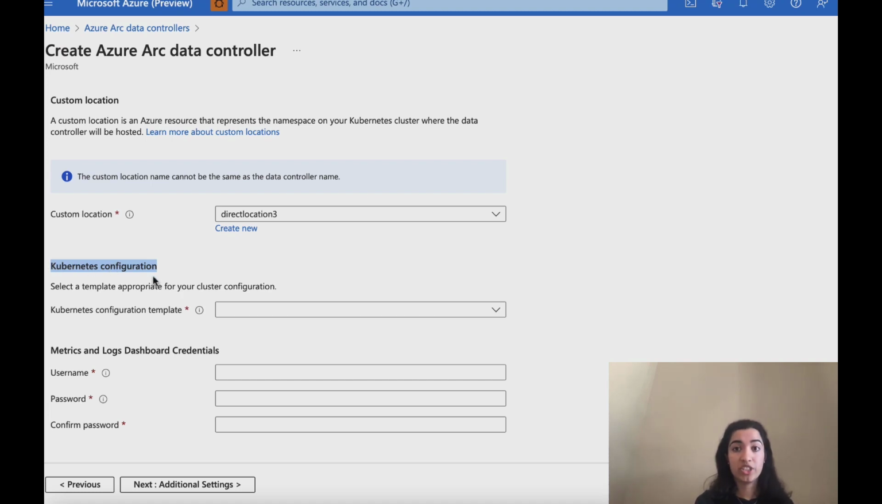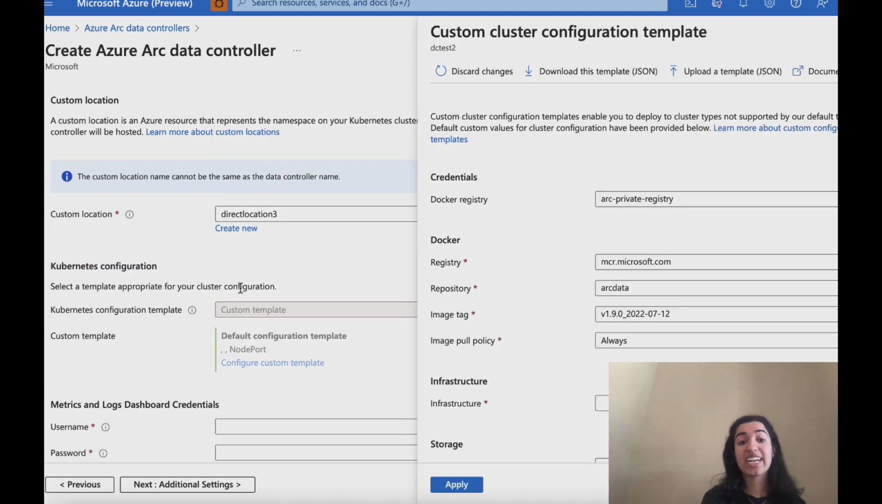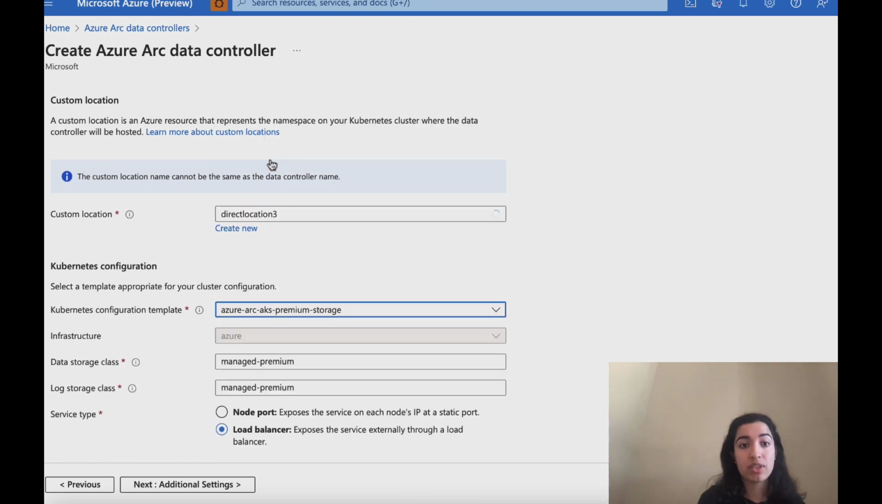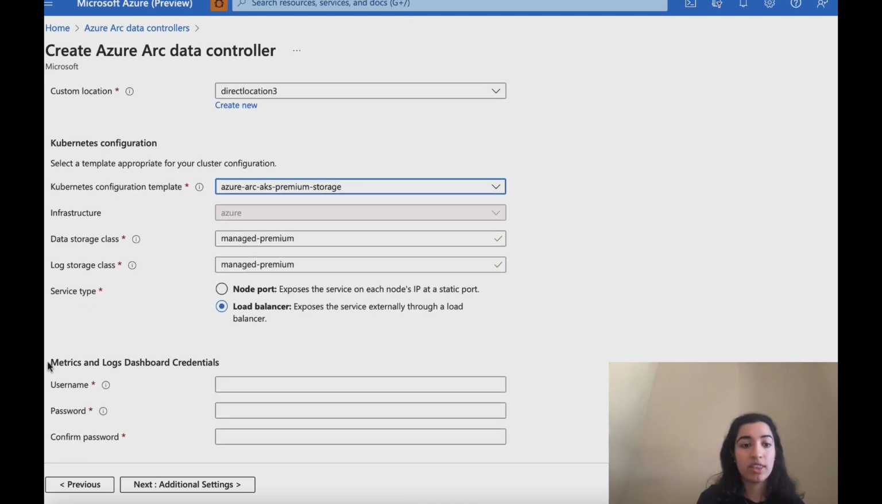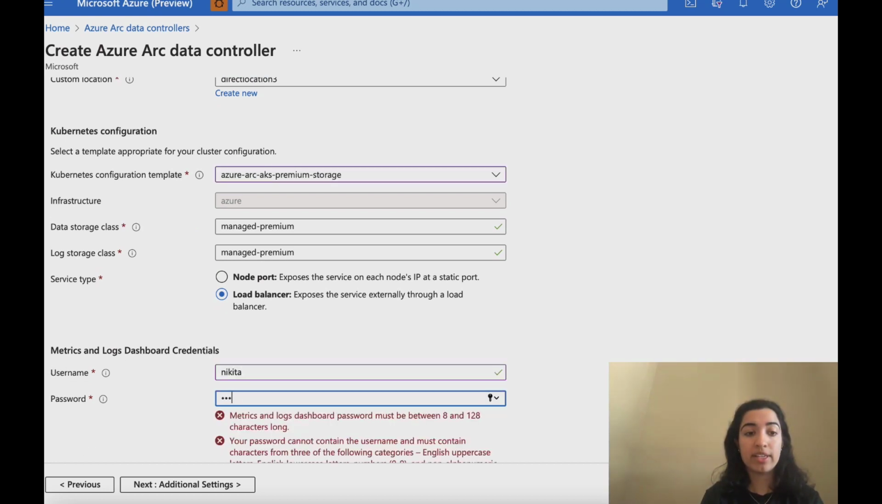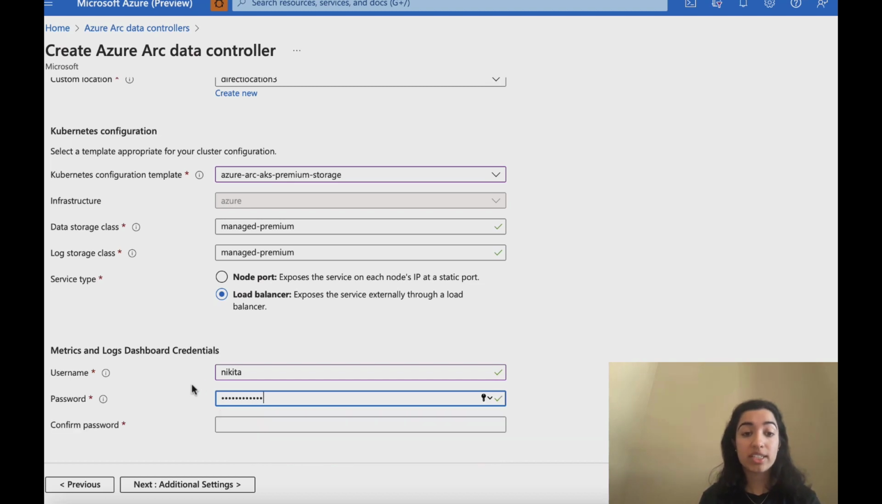Additionally, you will have a Kubernetes configuration option. Here you can create a custom template if you want, and put in your Docker information and your credentials. This is definitely an option that we have for customers. I'm going to go ahead and use premium storage and leave the pre-configured options. Then it will ask you if you want to have metrics and logs, in which case you can create the username and password to access all of that information. Again, these were all of the parameters required for data controller creation.